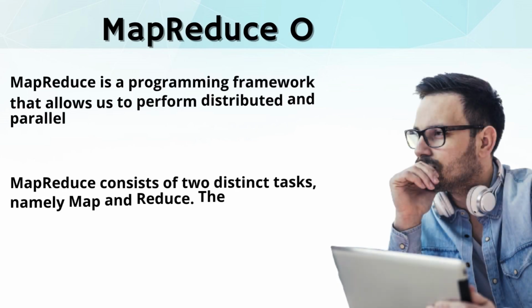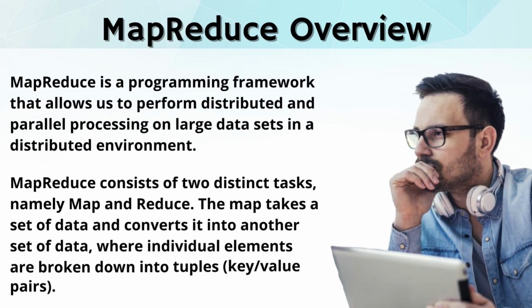Now, let's get an overview of MapReduce. MapReduce is a programming framework that allows us to perform distributed and parallel processing on large data sets in a distributed environment. MapReduce consists of two distinct tasks: first is map and second is reduce. The map takes a set of data and converts it into another set of data, where individual elements are broken down into tuples, meaning key-value pairs.